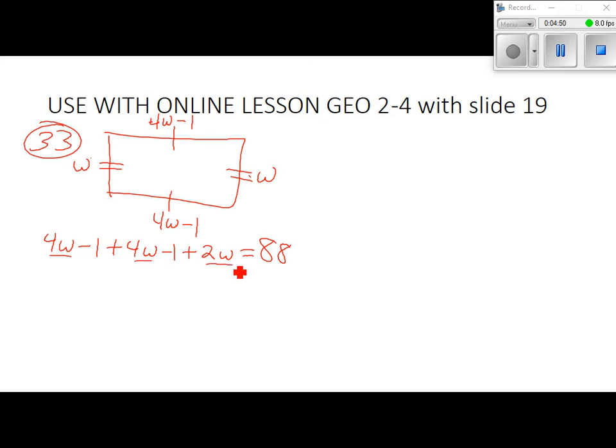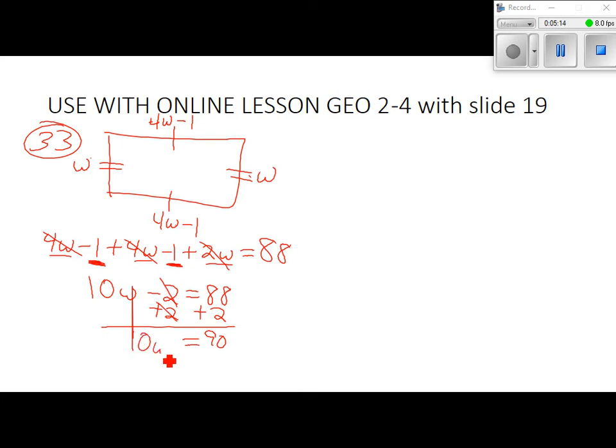Collect all the like terms, right? How many W's you got? So that's gone, that's gone, that's gone. Now we got a -1 and a -1, what's that give us? -2. Was 88, now what? Add 2 to both sides, that's 90. That's 10W. Divide by 10. 90 divided by 10, or W equals what? 9.